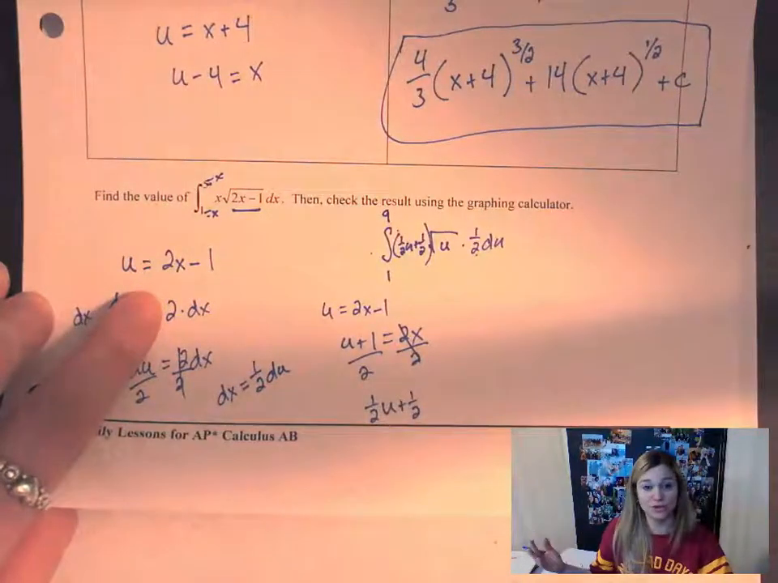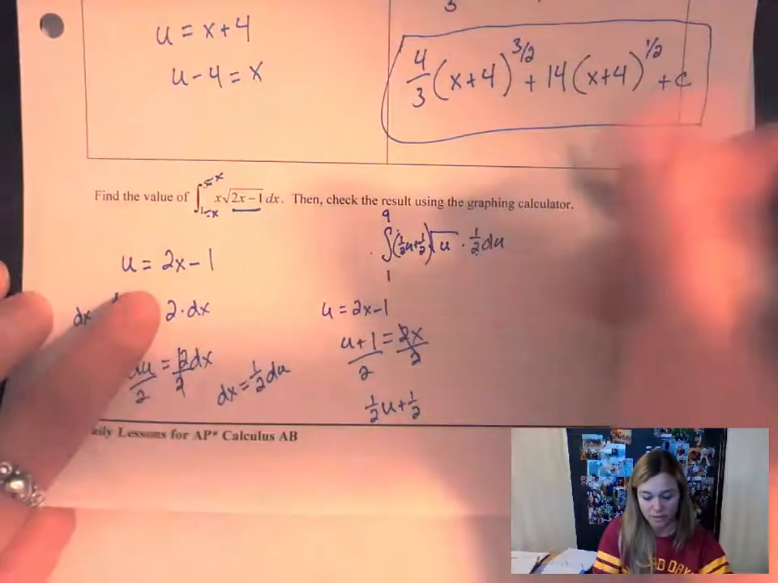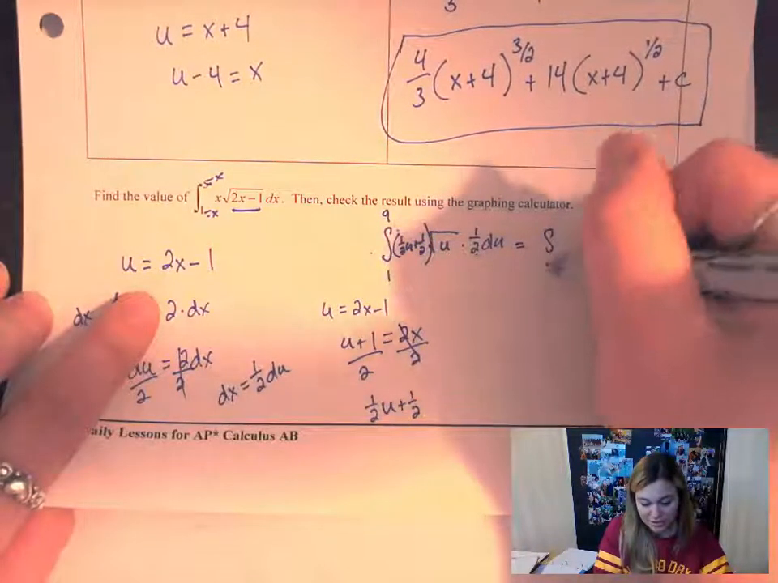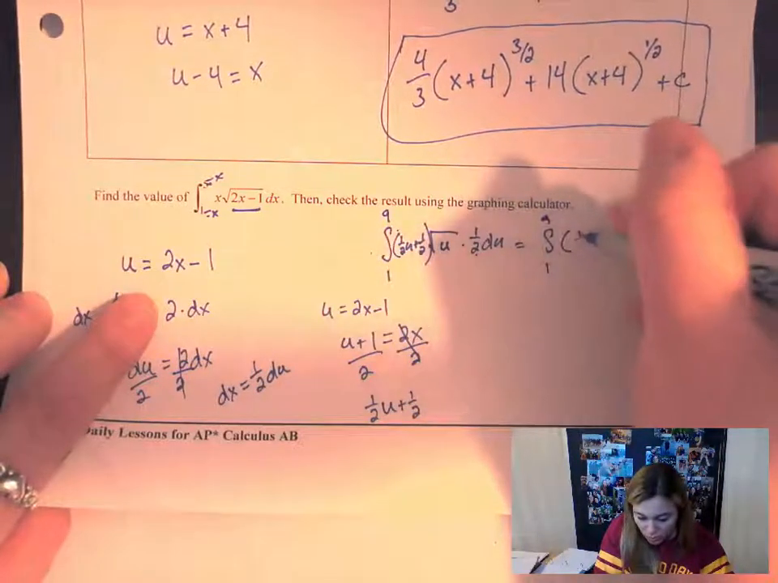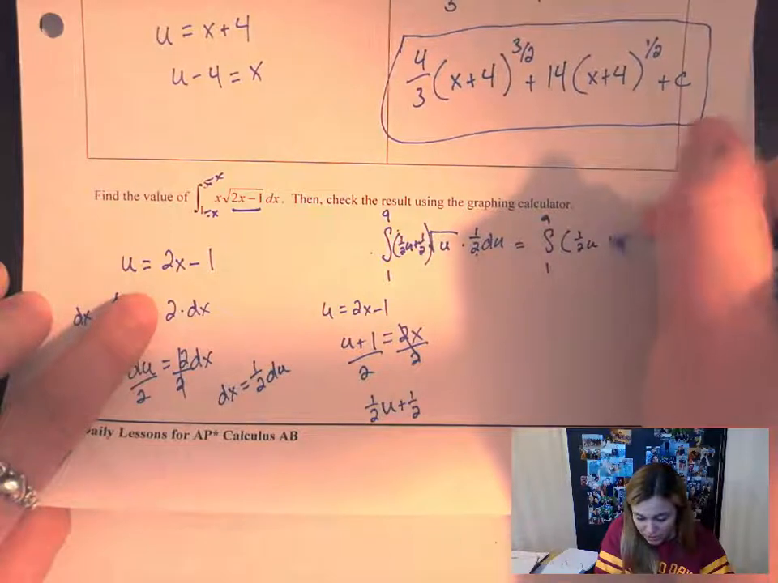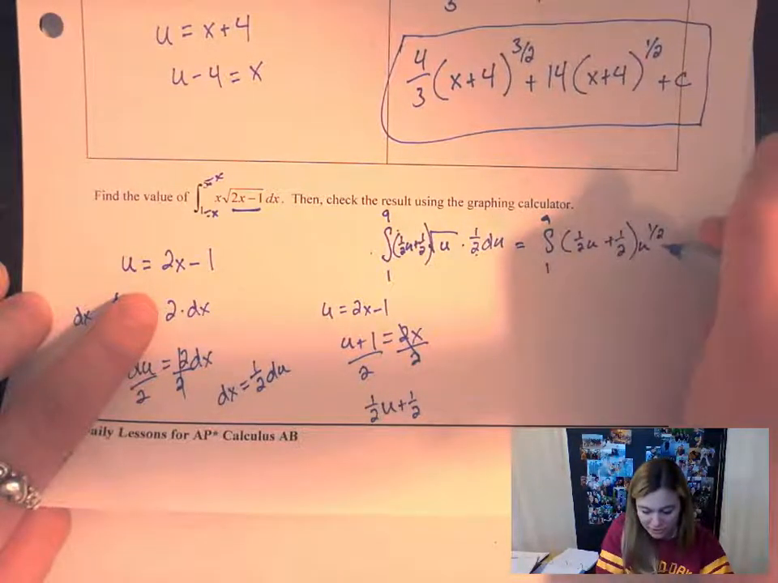Now everything's in terms of u, so when I do the antiderivative and then I say F of b minus F of a, I don't even have to change it back to x's because I already changed these limits of integration. Okay, I'm going to rewrite this as 1/2 u to the 1/2 plus 1/2, but I'm going to change this to u to the 1/2.